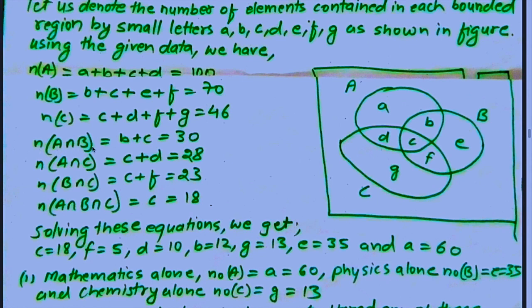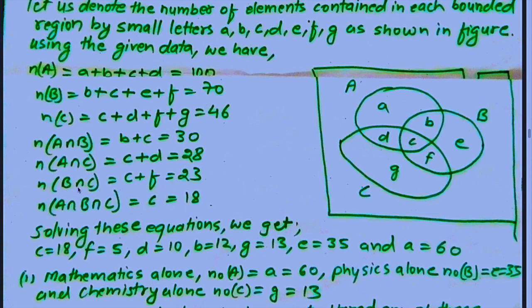A intersection B equals B plus C, which equals 30. The intersection of A and C is C plus D, and C plus D equals 28.